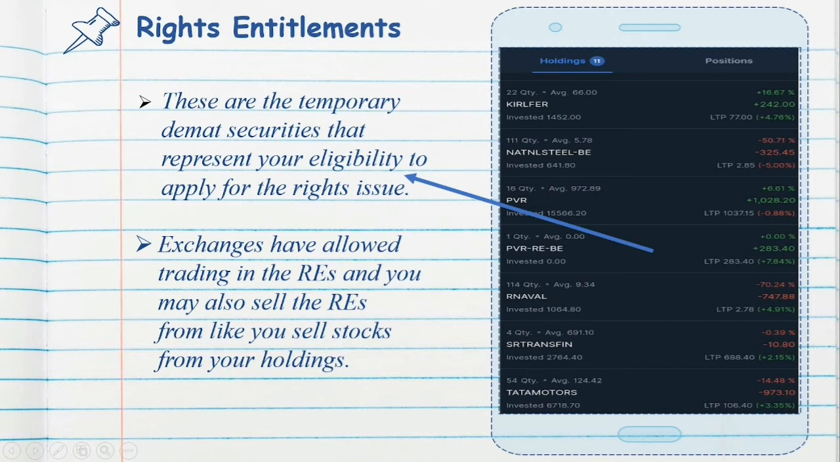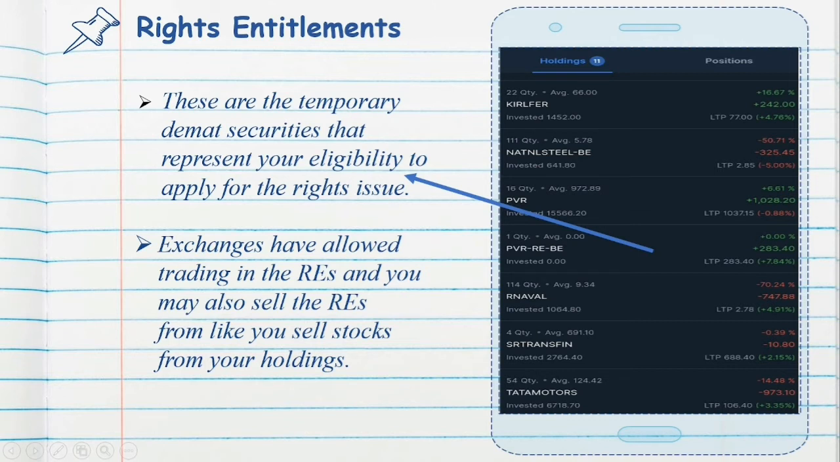It is also important to note that in such a scenario where you wish to sell such rights entitlements, it is advised to check the dates of the validity of such sale of entitlements, because once the validity period of such entitlements is over, you won't be able to sell those entitlements in the open market. Then you will only be allowed to use it for purchase of rights equity.